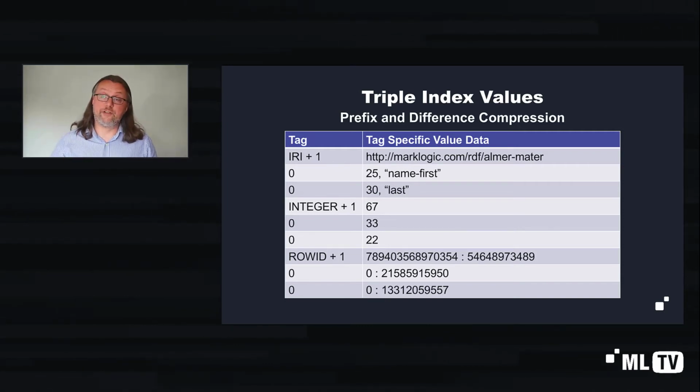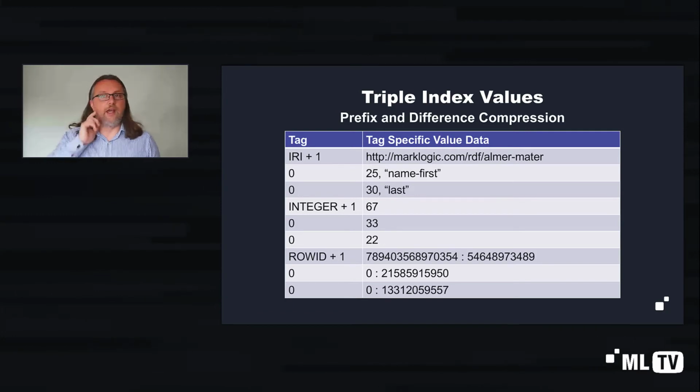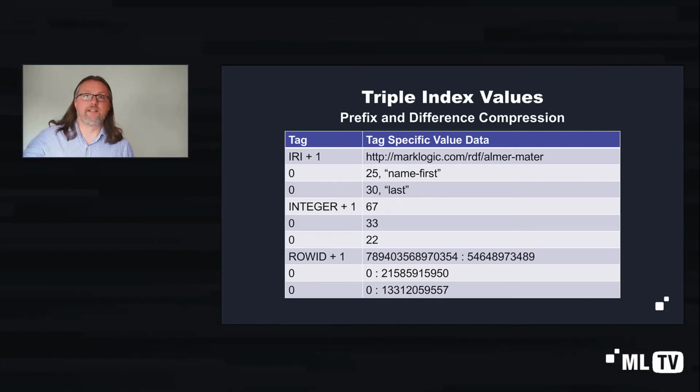With integers, we're storing the difference. So where we see 33 here, that means add 33 to the previous value of 67. And with the row IDs, again, we also store difference-compressed first values, table IDs, so that a simple 0 means that this is the same table as the previous entry.